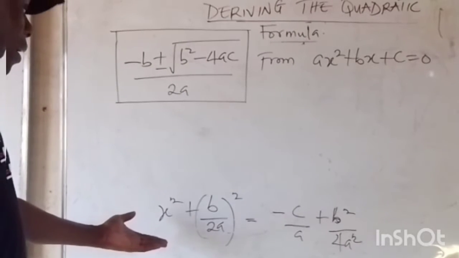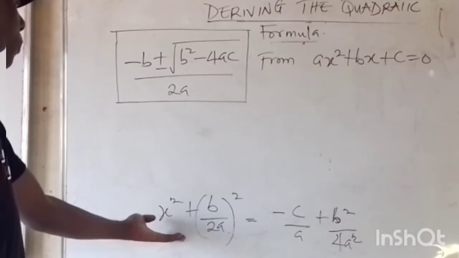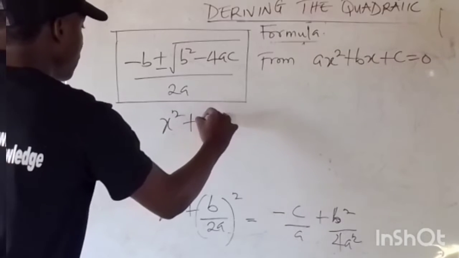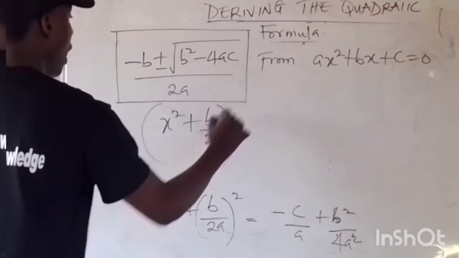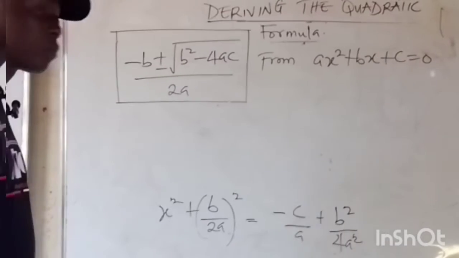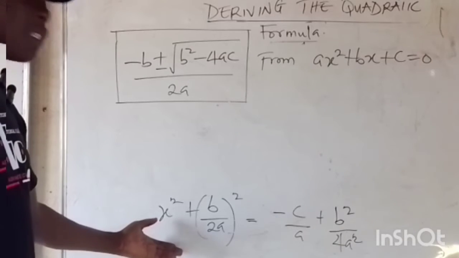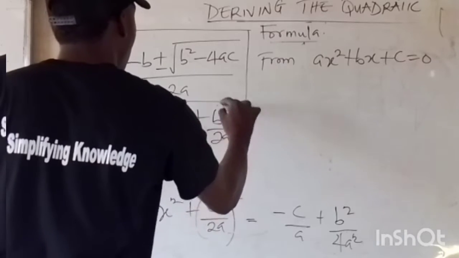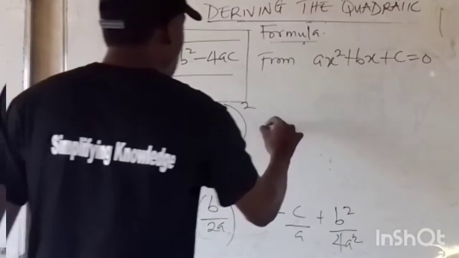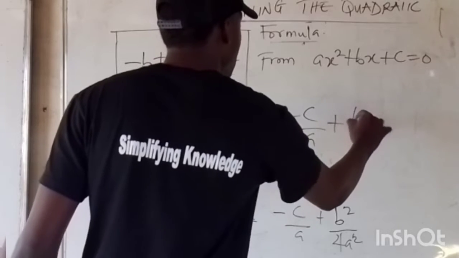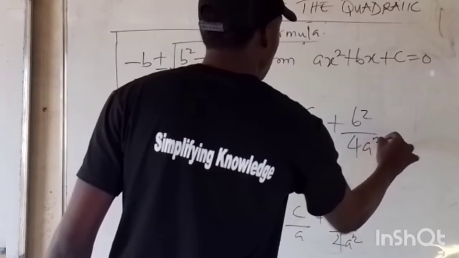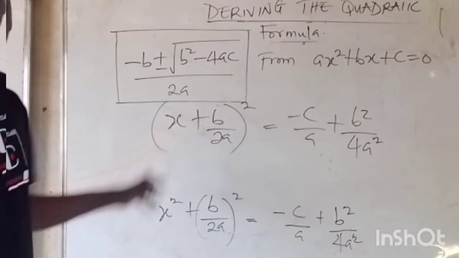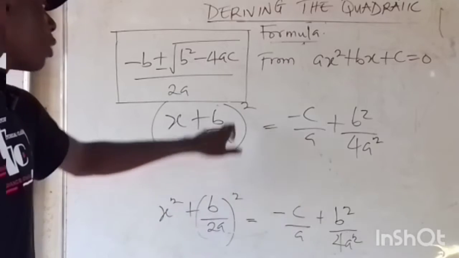So now, from here, what I will do is to group the left hand side. So it's going to be x squared plus b over 2a all squared, isn't it? Okay, so from here, we simplify further. By grouping this, I'm going to have x plus b over 2a all squared equals minus c over a plus b squared over 4a squared. I'm sure you understand what I did here, because once you distribute this square, you are going to have x squared plus b over 2a all squared, isn't it?